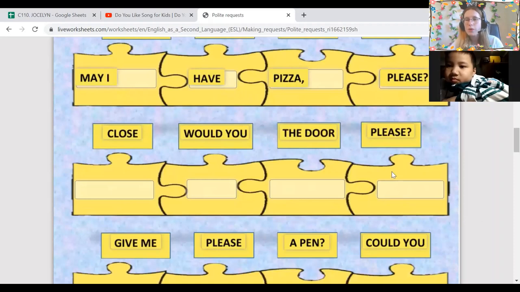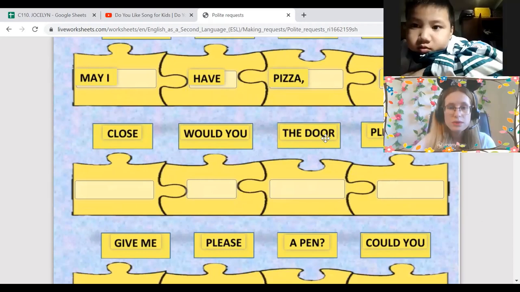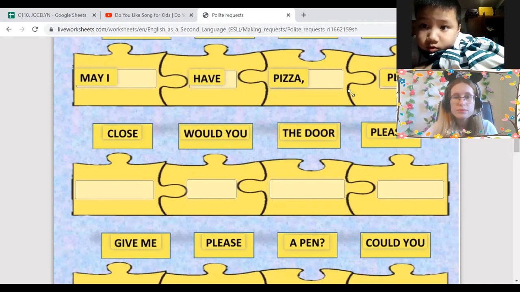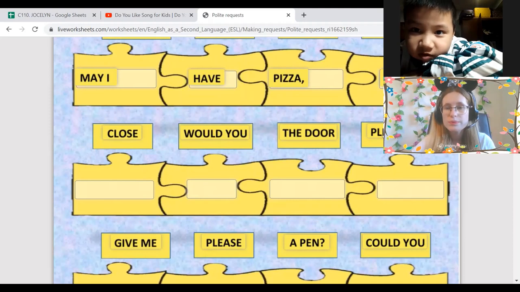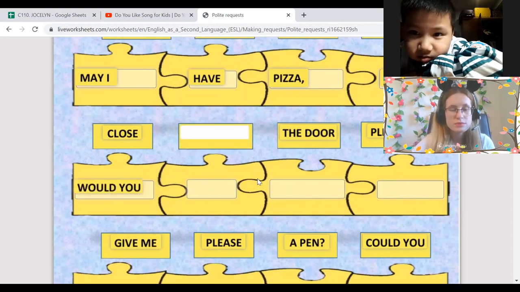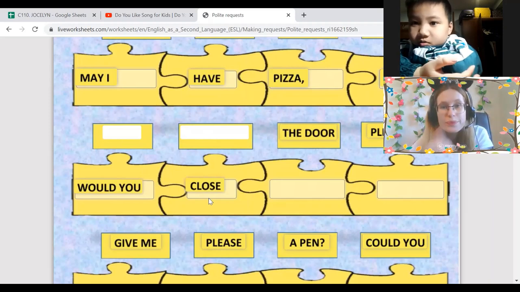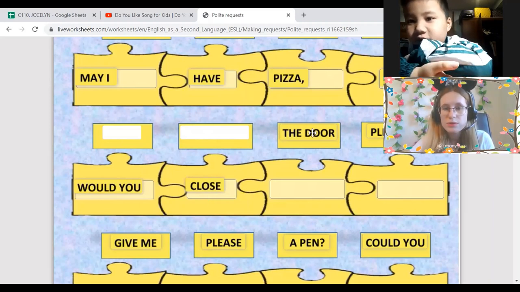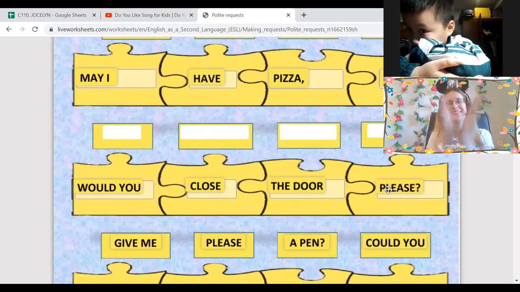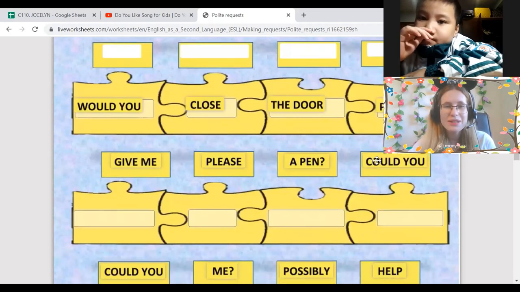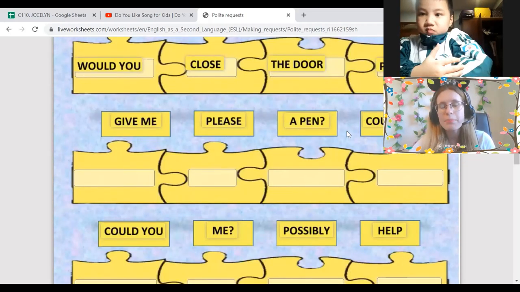Close would you the door, please? Would you close the door, please? Yes, good work.